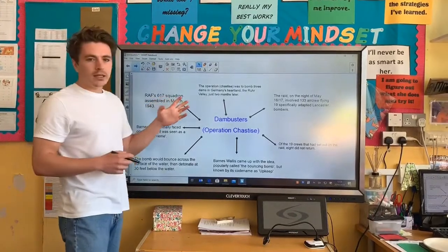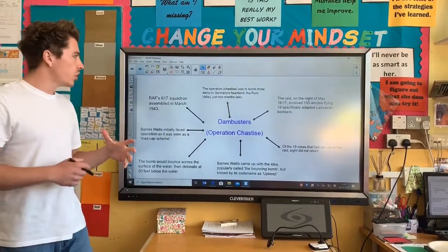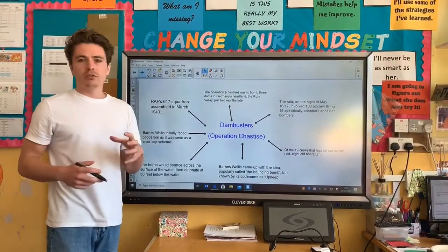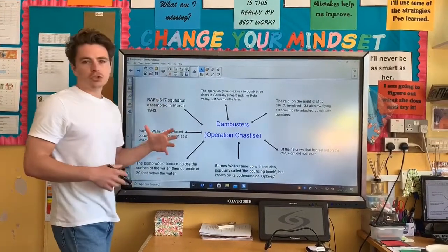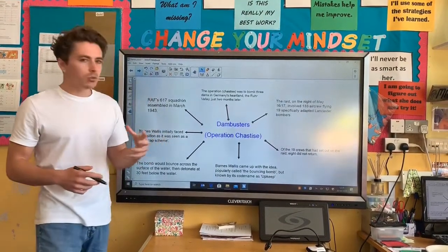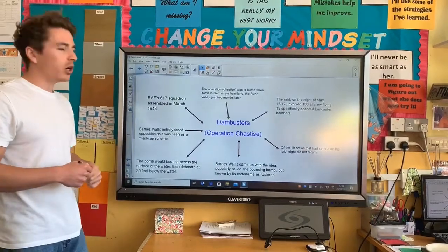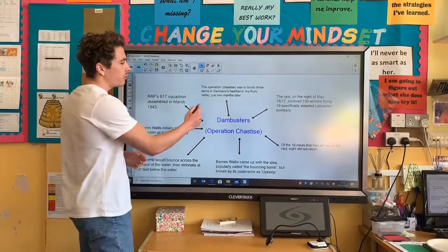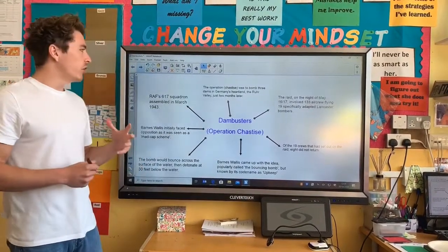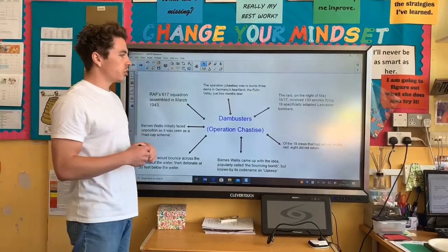Now the Ruhr Valley, we found out during the Treaty of Versailles during World War I, was taken away from Germany, and it was an industrial part of Germany where lots of the factories were, and it was a very lucrative part of the country for Germany. 2 months later, they didn't have very long to plan this very, very dangerous mission.